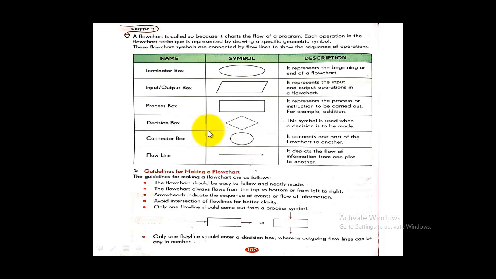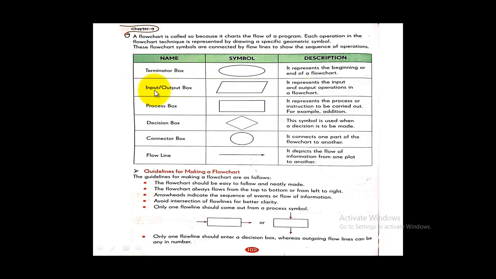What this symbol indicates. These flowchart symbols are connected by flow lines to show the sequence of operations. This is known as the terminator box. This will be used at the very start of the flowchart and the end of the flowchart. The terminator box represents the beginning or the end of a flowchart.